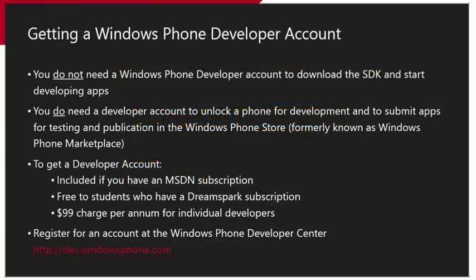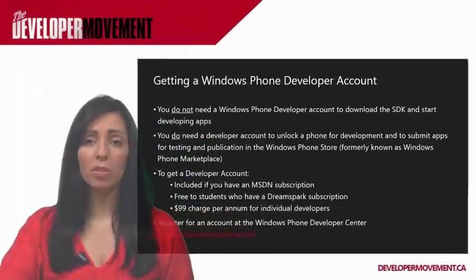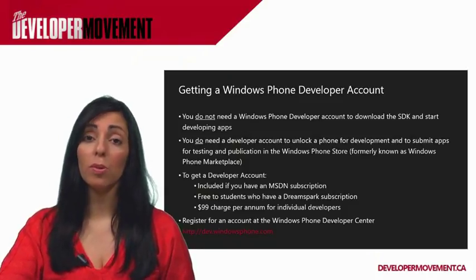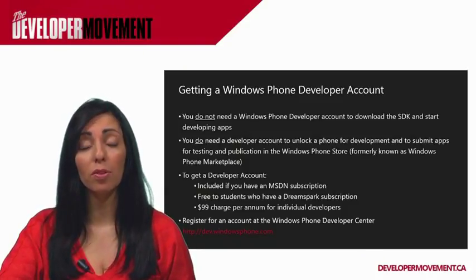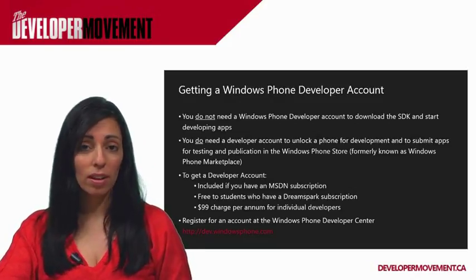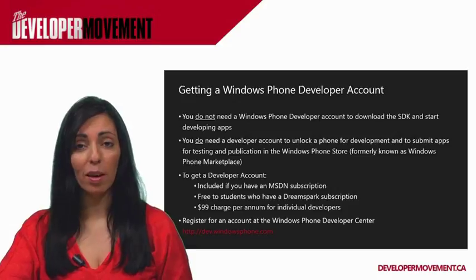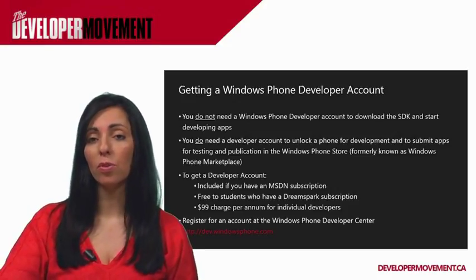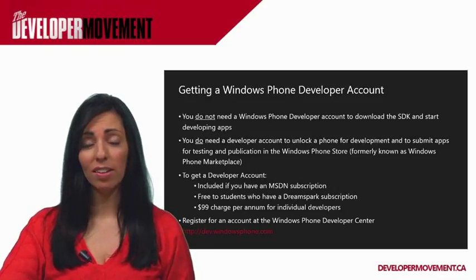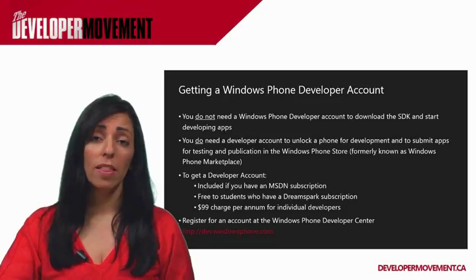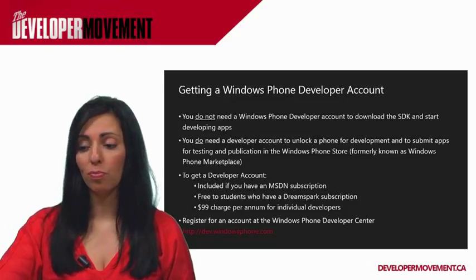You'll also notice that you'll need to register for a Windows Phone developer account at some point. Now, you do not need to do this just to download the SDK and start developing, but you will need to register for a Windows Phone developer account when it comes time for you to submit your apps for publication in the store. As well, if you want to test your apps on an actual device instead of the emulator, you will also need to register for this account. Now, the cost for a Windows Phone Developer Center account is $99 for the year. But if you have an MSDN subscription or a DreamSpark subscription, this is all included as part of that package.